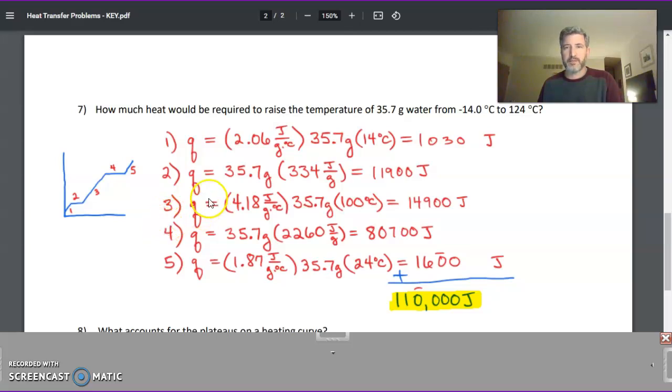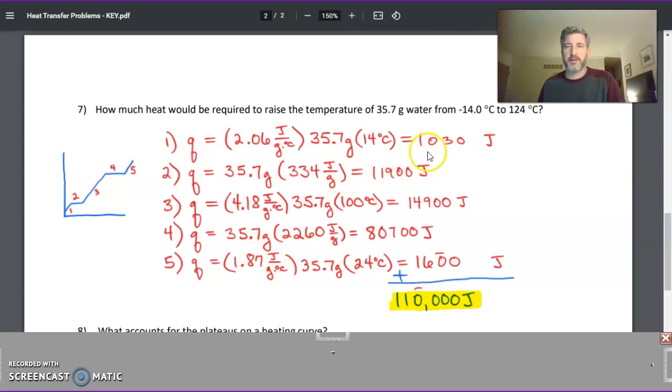So I'm not going to go through every single number with you, but just keep in mind steps 1, 3, and 5 involve specific heat because they involve temperature change. So that gives us the Q equals C times M times delta T. Make sure you use the correct specific heat. So step 1 would be water as a solid. Step 3 would be water as a liquid, and step 5 would be water as a gas. So make sure you use the proper specific heat.